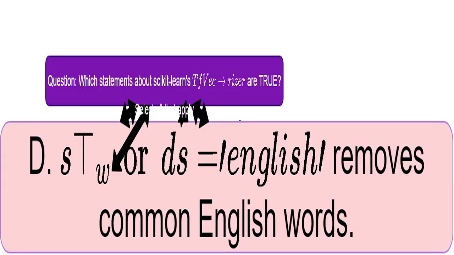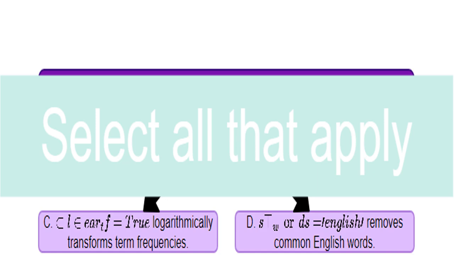Setting stop_words equals English will remove common English words like the, and, is from the analysis. These words usually don't add much meaning to the overall sentiment. This instruction reminds us that multiple answers may be correct. We need to carefully consider each option and select all the ones that accurately describe the TF-IDF vectorizer parameters.